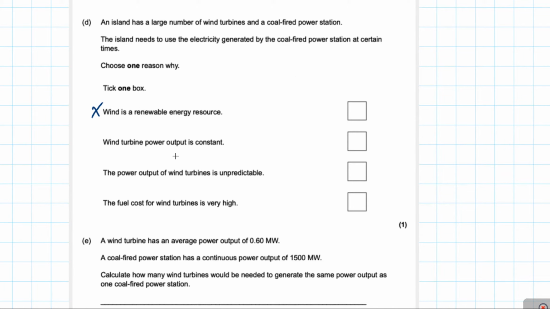Wind turbine power output is constant. As we've seen from the graph, this is not true. It depends on the wind speed, which varies, so therefore that's not true. The power output of wind turbines is very unpredictable. This is true and matches the reason. But we'll just check the last one.